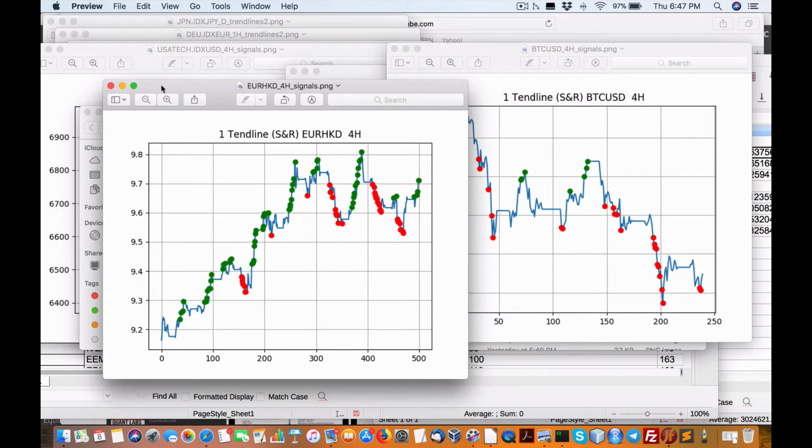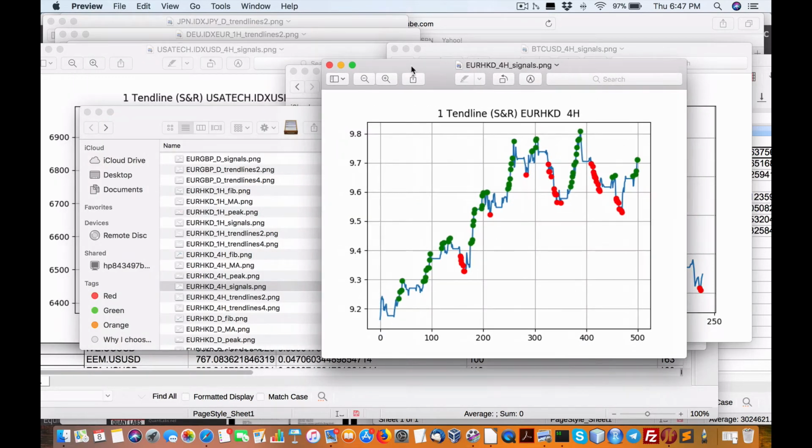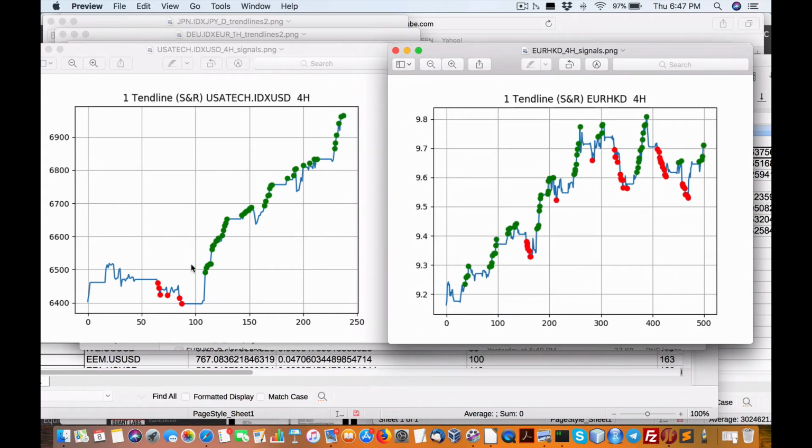So definitely Bitcoin doesn't excite me, but you compare these two, you have less blood on the US tech versus buying the best performing Forex pair on the 4 hour time frame for both. So you can see here on the left that the US tech is quite good. And then the euro, Hong Kong dollar, not so much. So let's throw that out.